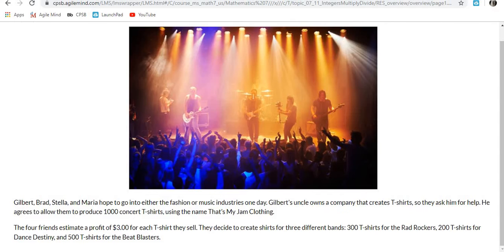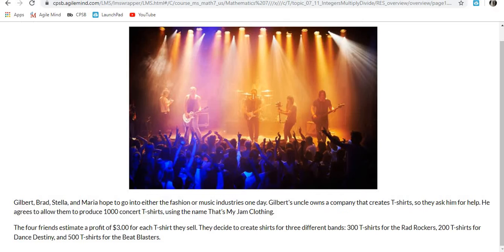He gets free shirts, and the 4 friends estimate a profit of $3 for each shirt they sell. Is that how much they're buying the shirts for? No, that's how much they are getting back from earning per shirt, after their bills. That's their profit.